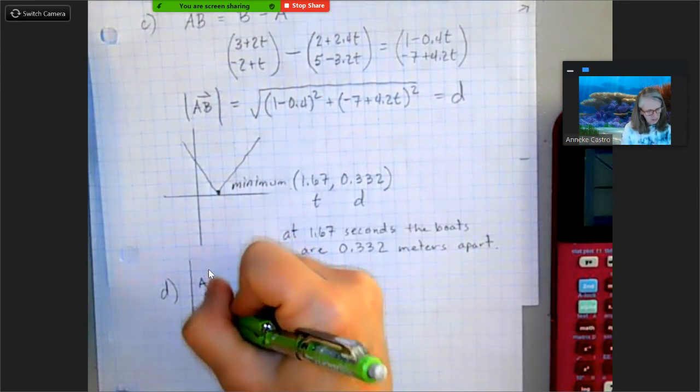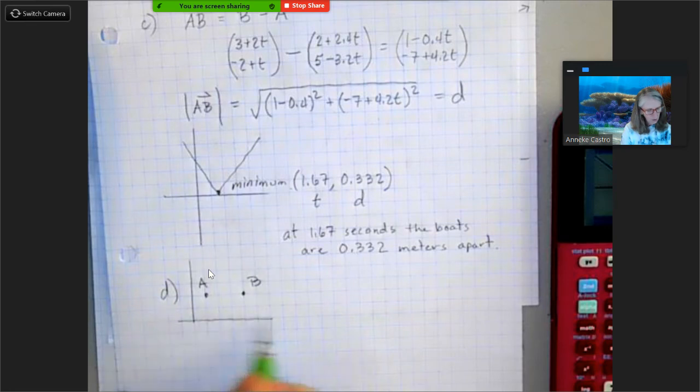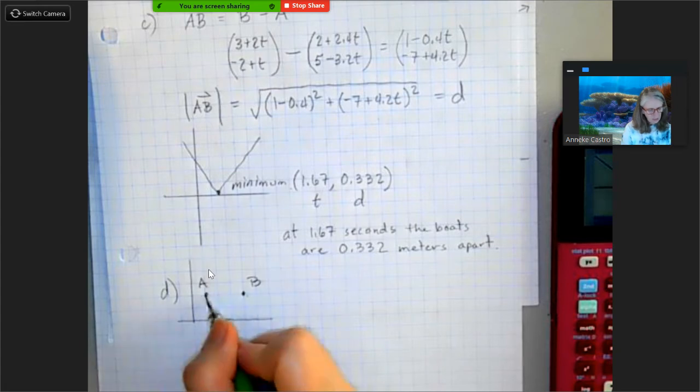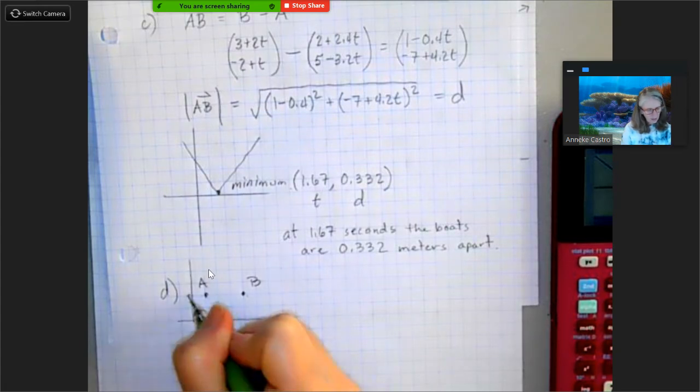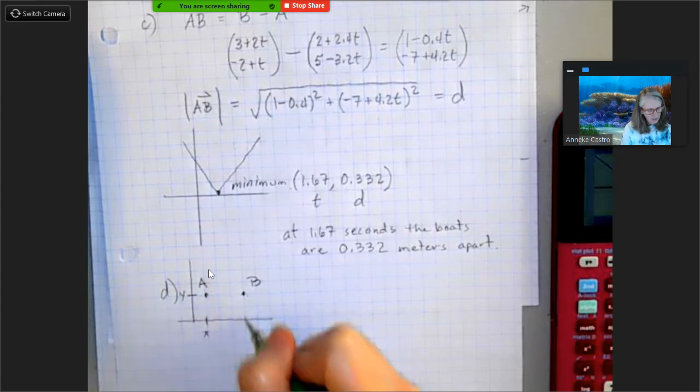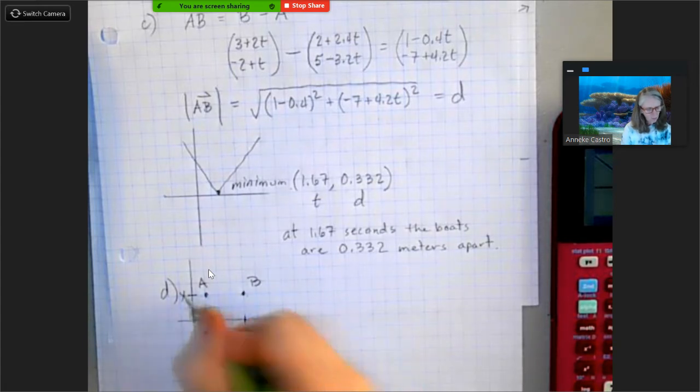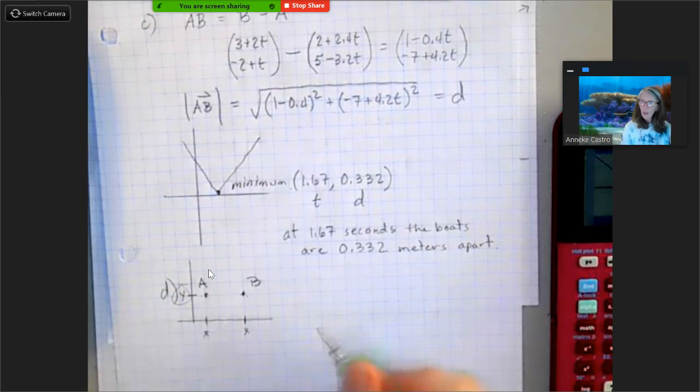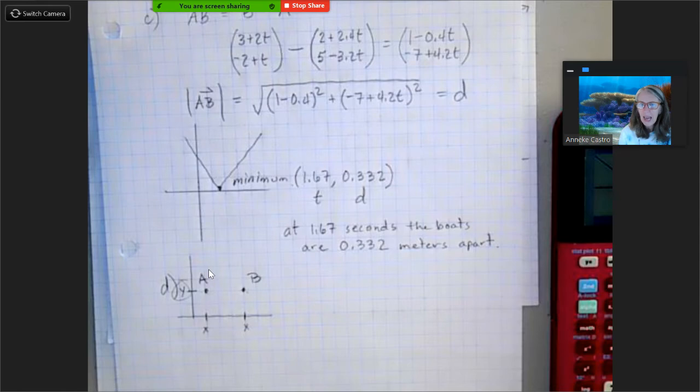Now, does this look familiar? I want to know when B is east of A. What do we notice about the coordinates of these? A has some value x and some value y, and B has some value for x and some value for y. It's when the y values are the same. When the y values are the same, these boats will be due east of each other. Well, one of them will be east of the other one. So I want to know when their y values are the same.